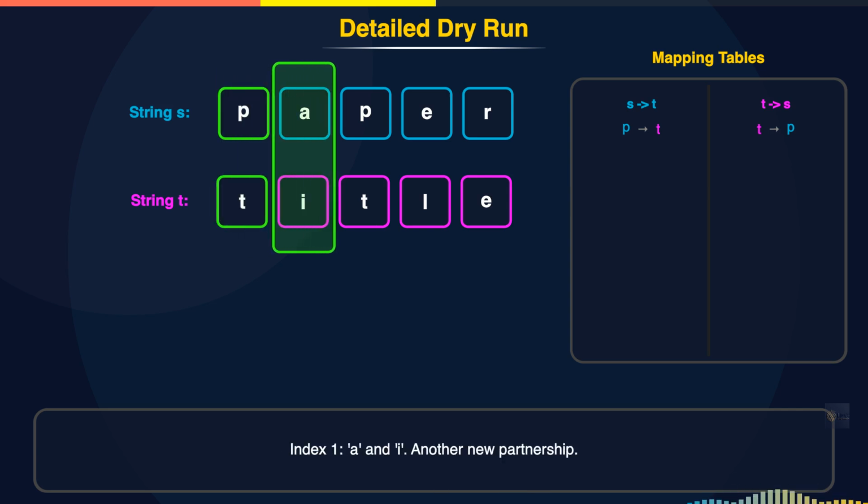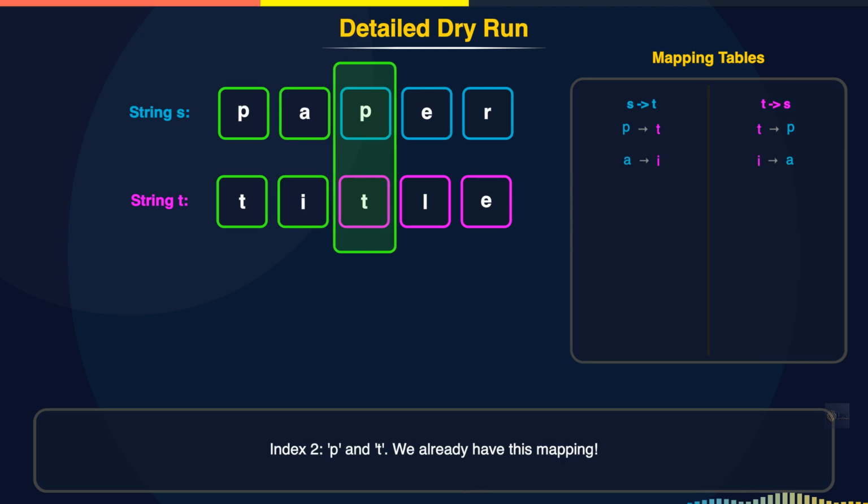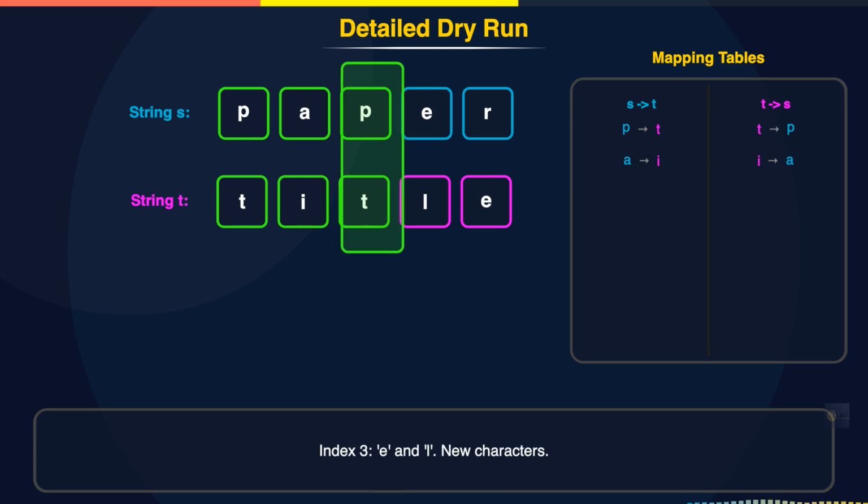Next, index 1. A in S and I in T. Again, no existing mapping. We create the link: A maps to I, and I maps to A. Now, index 2. P and T. We check our map, and P already maps to T. In T, T also maps back to P. This is consistent. We move on. Index 3. E and L. New characters, so we map E to L, and L to E.